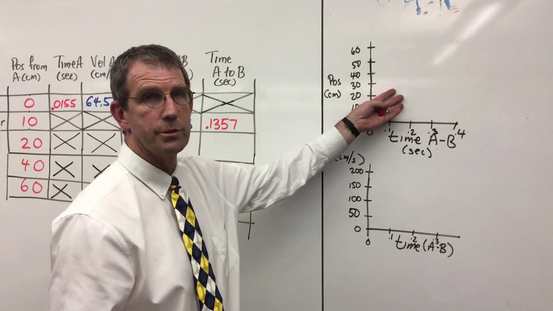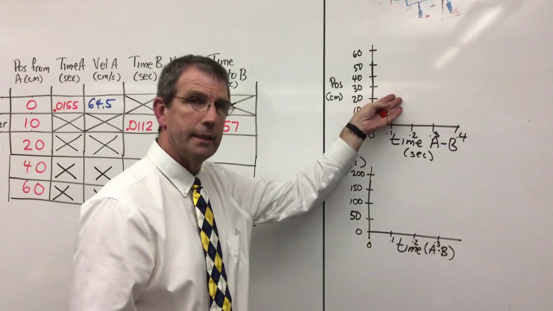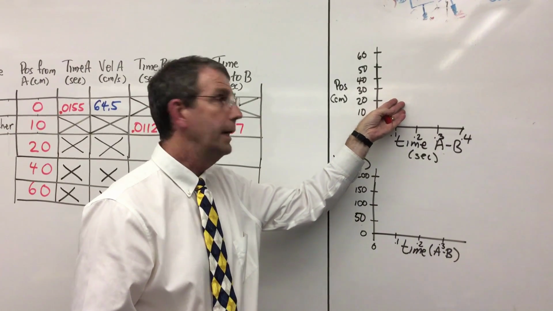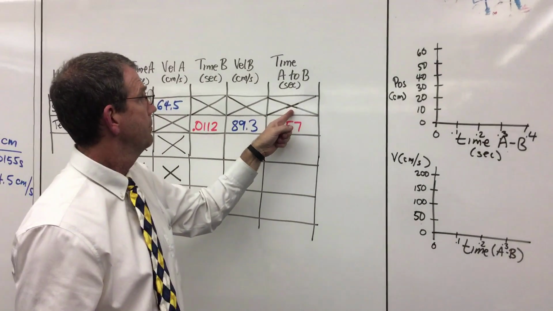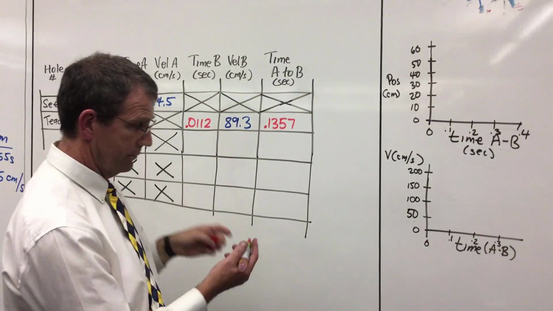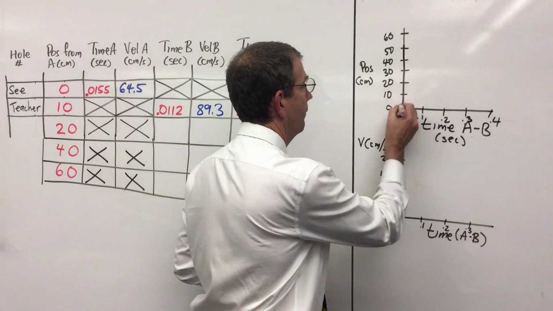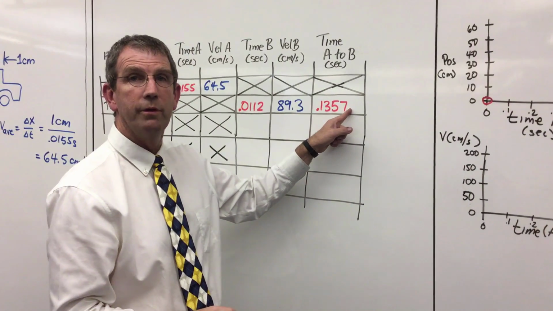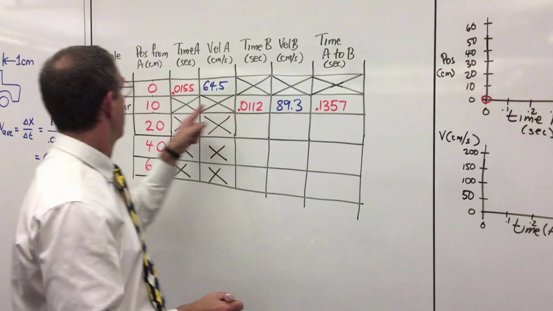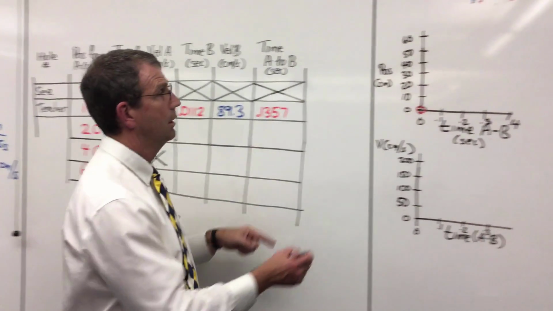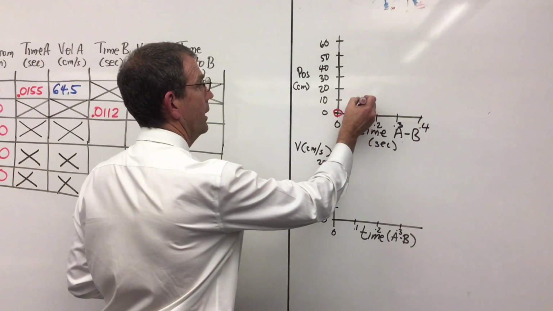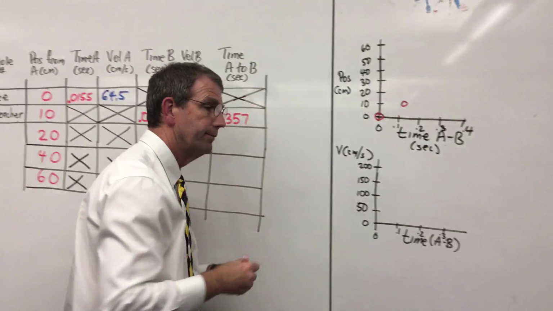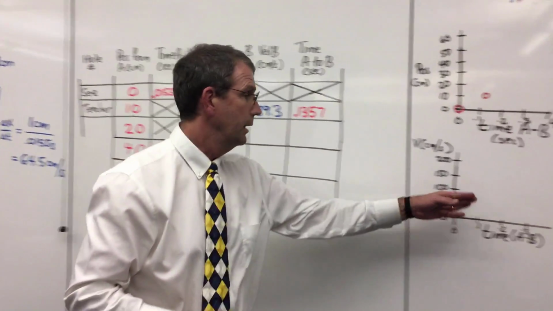First, let's take a look at our position versus time. It takes no time to go from A to A. So at a time of 0, we're at a position of 0. At a time of 0.1357 seconds later, we're at 10 centimeters. 0.135 and 10 centimeters. Let's take a look at our velocity data.